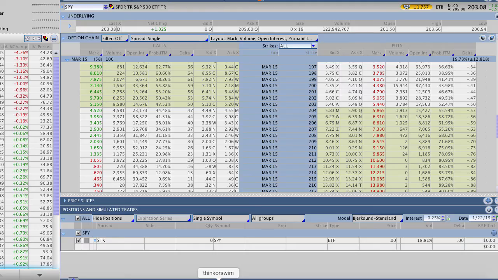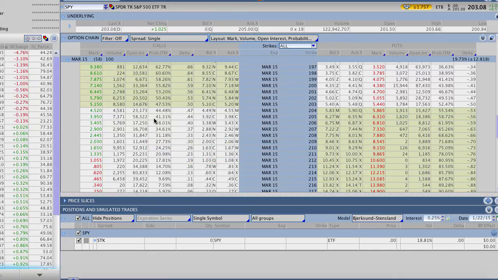So let's go to our broker platform here on Thinkorswim, and we're going to take a look at doing one of these custom naked puts in SPY. SPY is currently trading at about 203.08. And again, what we're going to first do is go out of the money on the call side and try to sell a very high probability of success call spread. So we're going to do this today by focusing on the March 210-211 call spread.